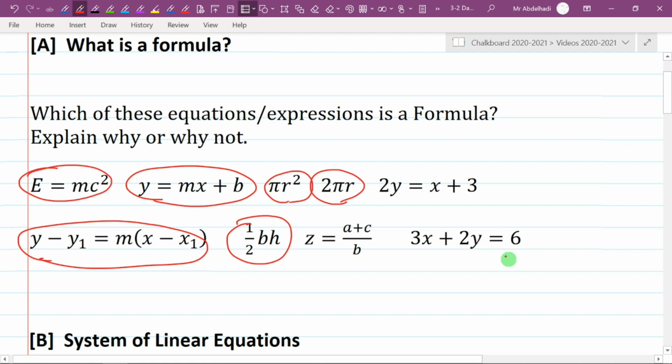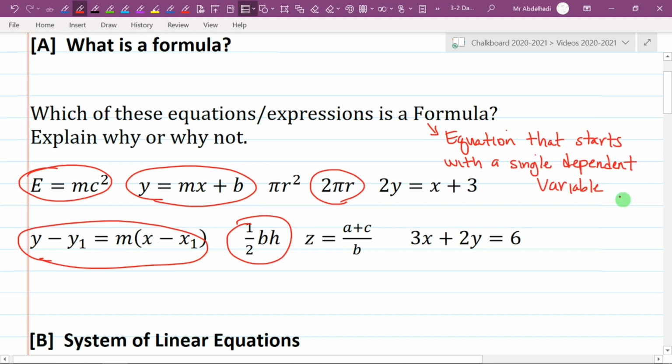Well, the fact is, a bunch of the ones that I circled are not formulas. For starters, pi r squared is not a formula, but it's the formula for the area of a circle. It's not a formula in the sense that it's not written in the form of a formula. You have to understand what a formula is. A formula is an equation that starts with a single dependent variable and an equal sign. So, y equals mx plus b is a formula because it starts with a single letter and an equal sign. Y equals. So yeah, that is a formula.